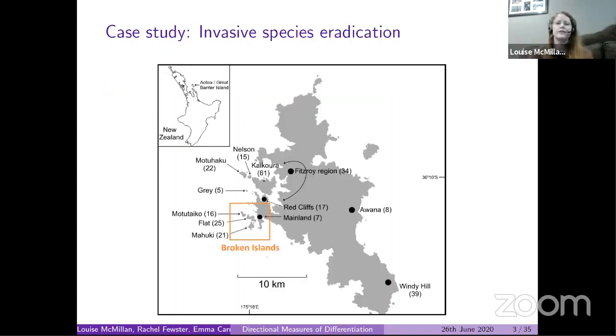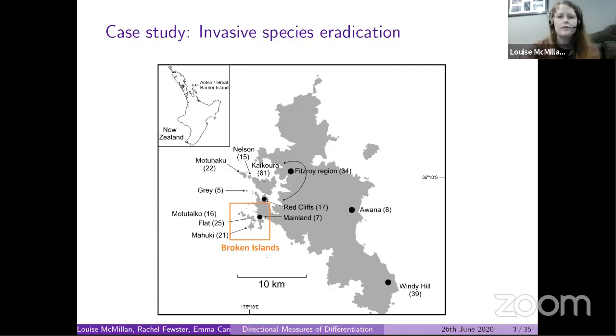So as a motivating example for this, the Department of Conservation in New Zealand has spent many years eradicating rats and other pests from a lot of the offshore islands around New Zealand. I'm going to talk today about three little islands called the Broken Islands, which you can see highlighted in the orange box. Those are off the coast of Aotea, also known as Great Barrier Island, which in turn is off the coast of North Island, New Zealand.